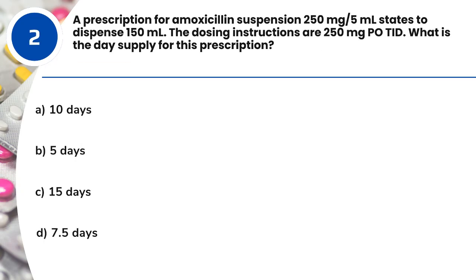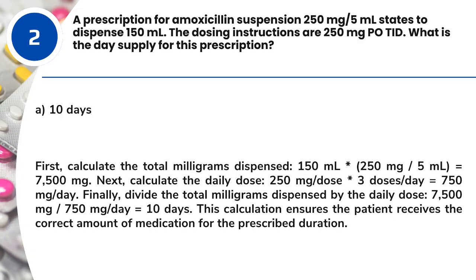Question 2. A prescription for amoxicillin suspension 250 mg per 5 mL states to dispense 150 mL. The dosing instructions are 250 mg PO TID. What is the day supply for this prescription? A. 10 days. B. 5 days. C. 15 days. D. 5 days. Answer A. 10 days. First, calculate the total milligrams dispensed.